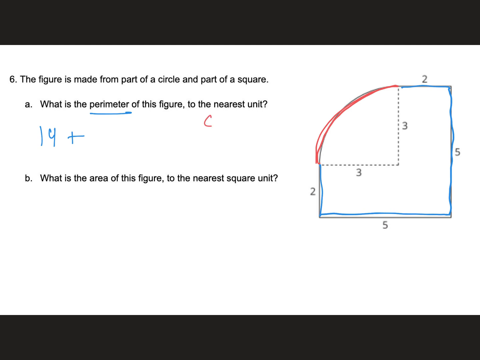Now circumference is equal to pi times the diameter. So if I had a circle, what we're looking at is just this piece of it, 1/4 of the entire circumference. So my circumference is going to be equal to pi times the diameter, and this is my radius of 3, so my diameter is 6. And then I need to divide that by 4.